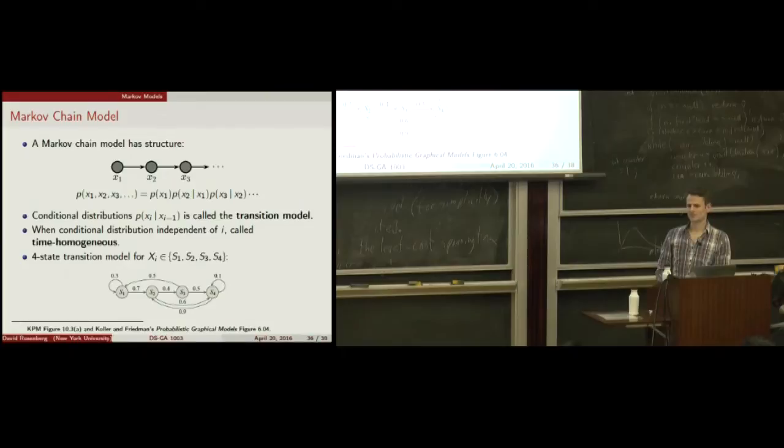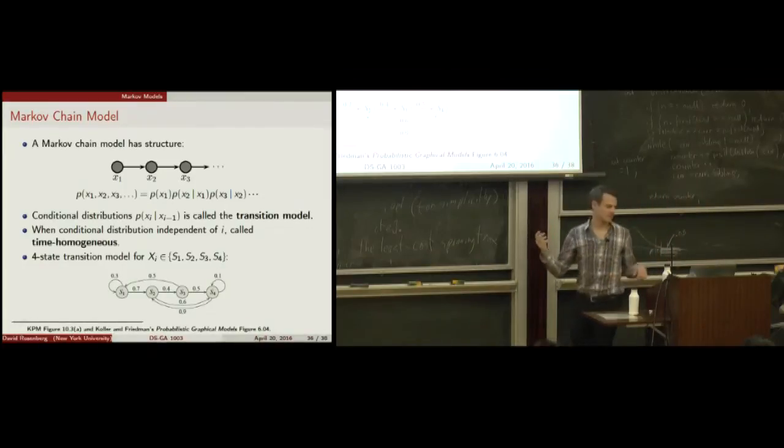Yeah? Is it only xi given xi minus 1 in the transition? Yes. What do you have in mind? Like here we have S2, S4. So these are not histories. S1, S2, S3, S4, these are 4 possible values of the random variable.